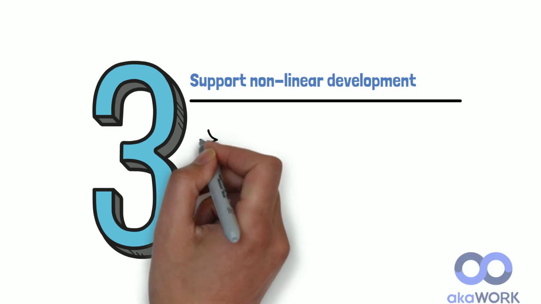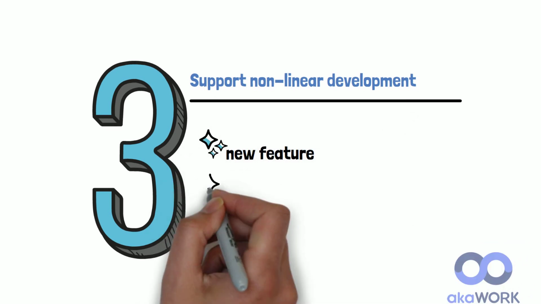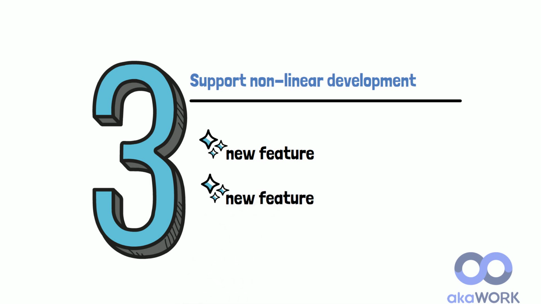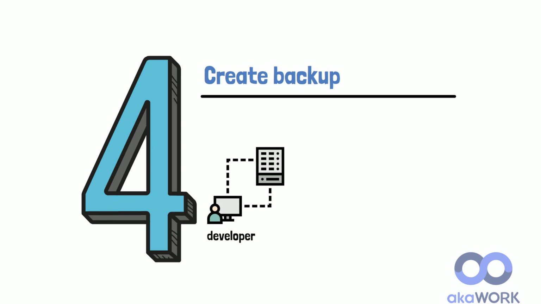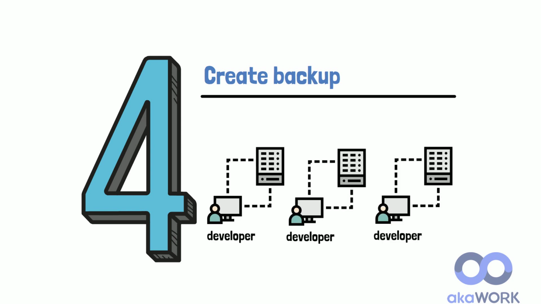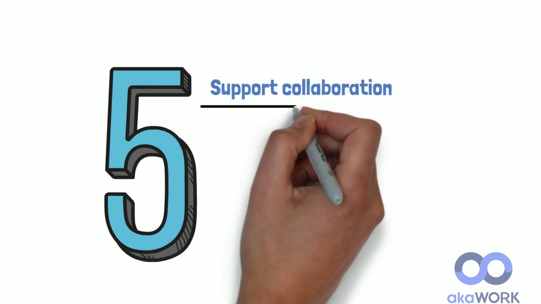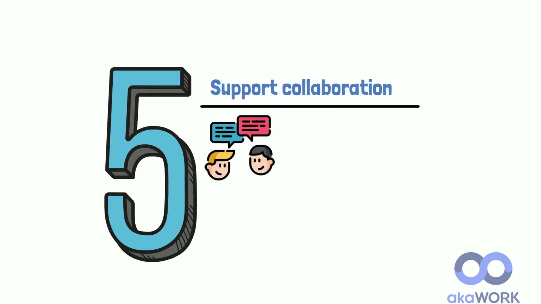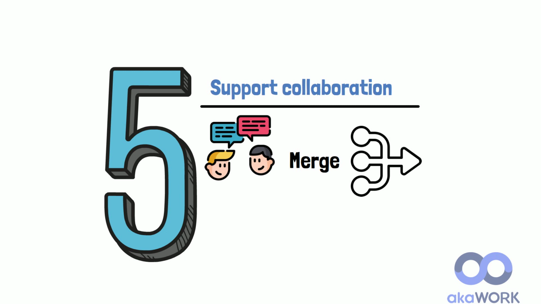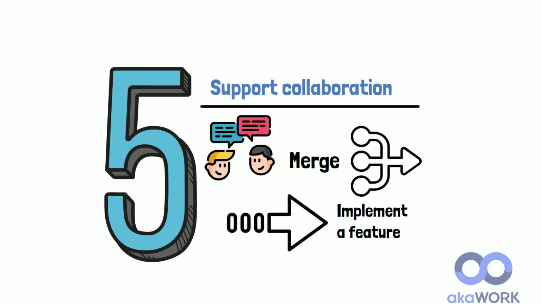Support nonlinear development. It is a nonlinear environment that allows developers to implement new features in parallel, and then the features can be combined into one branch. Create backup. You can automatically create a backup because each developer has a version of the code locally. Support collaboration. After developers finish implementing a feature, they can work together to merge multiple branches into one branch, or many developers can implement a feature on a single branch.